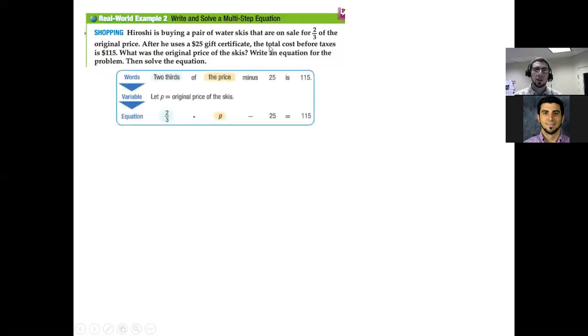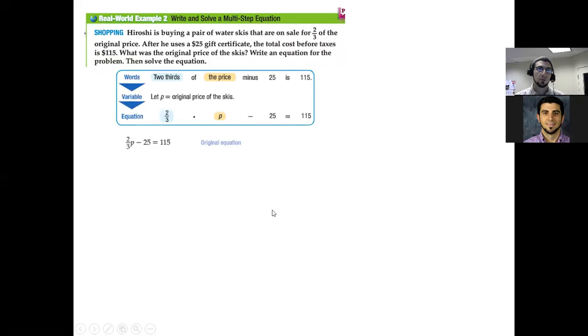So I know that it was on sale for 2/3 of the price. So whatever the price is, call it P, multiply it by 2/3, and that's the price that he paid. But he also used a $25 gift certificate to reduce the cost to him. So you're going to subtract 25. So 2/3 P minus 25 equals 115. So again, if you plugged a number in for P, you'd multiply it by 2/3, then subtract 25.